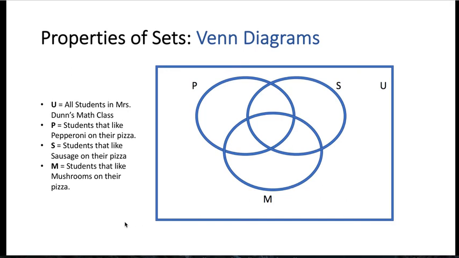So where would you be? I would tell you I would be in this circle right here, and in this part of this circle, because the only thing I like on my pizza is mushrooms. I don't like pepperoni and I don't like sausage, so I would be here.